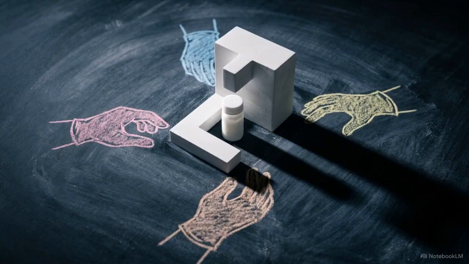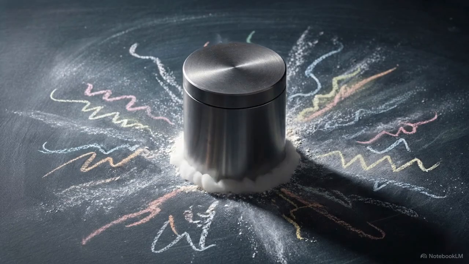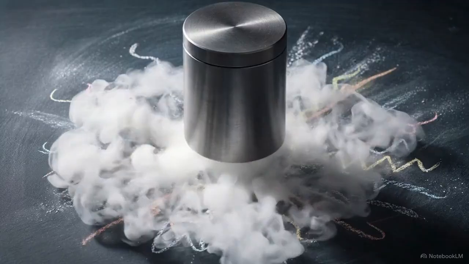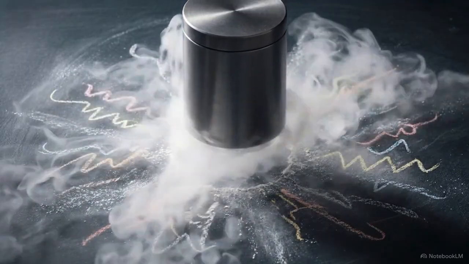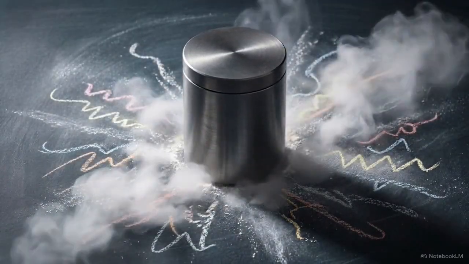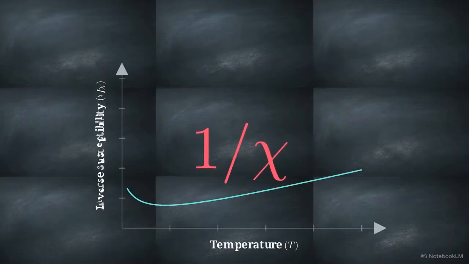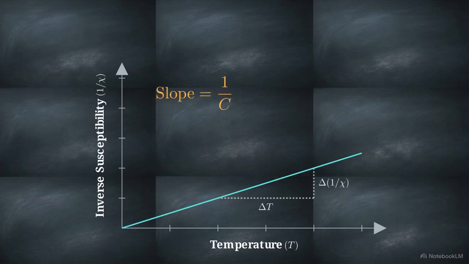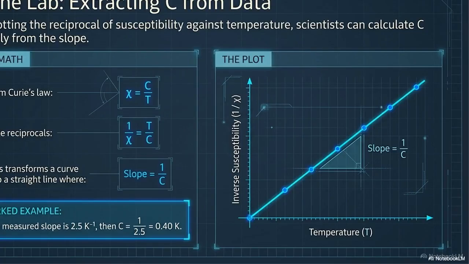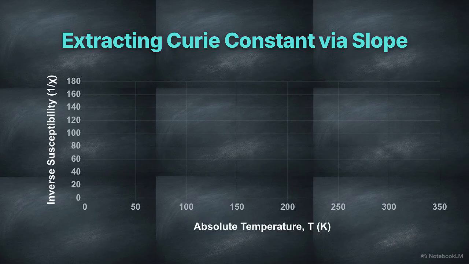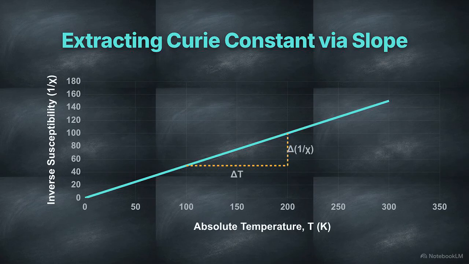The standard procedure starts by placing a sample in a magnetometer and recording its magnetic susceptibility across a wide range of decreasing temperatures. Once the raw decay curve is plotted, scientists apply a simple mathematical transformation. They take the reciprocal of the measured susceptibility. By plotting the inverse of susceptibility against temperature on this graph, the math transforms a curved decay slope into a perfect straight line. By calculating the slope of this line, we can determine the Curie constant directly, since the slope is equal to 1 divided by C.